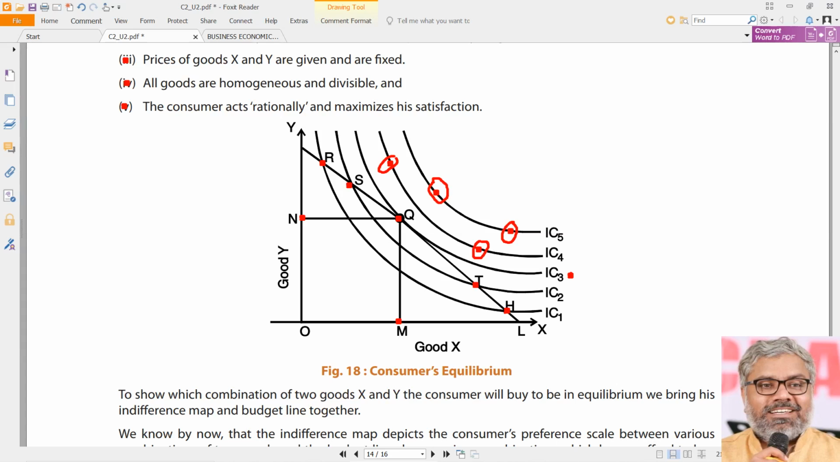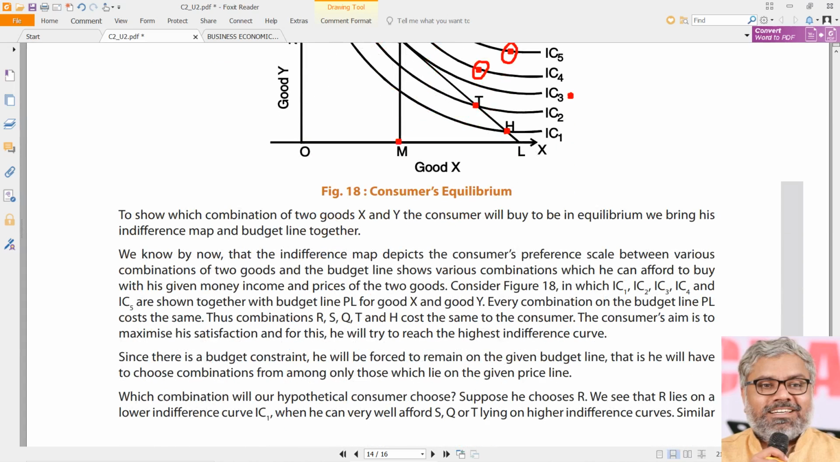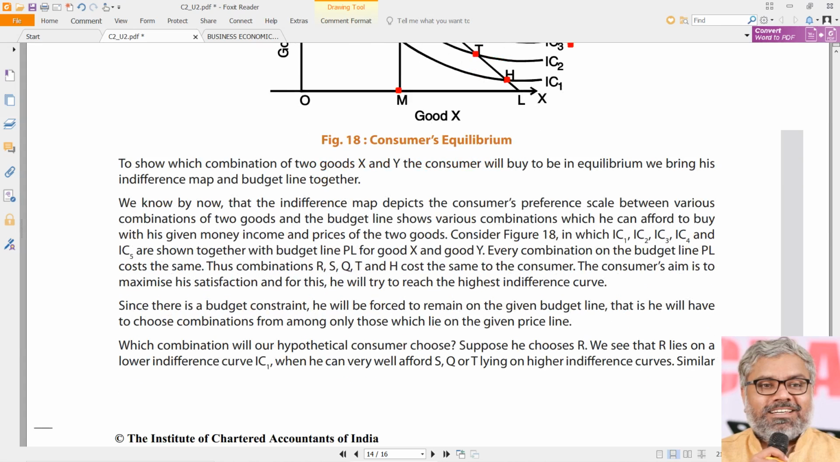So that is indifference curves and price line, or budget line. When both concepts are merged with each other, where the price line or budget line is tangential to the indifference curve, that is when the consumer is said to be in equilibrium.